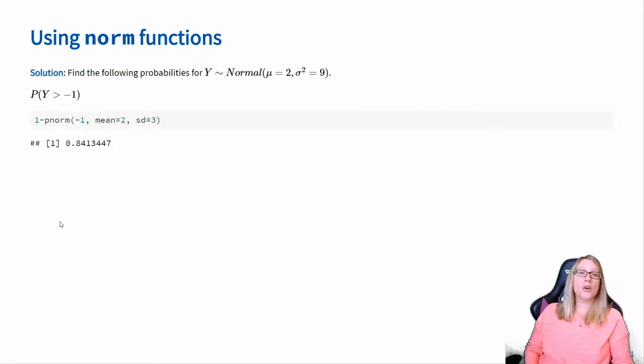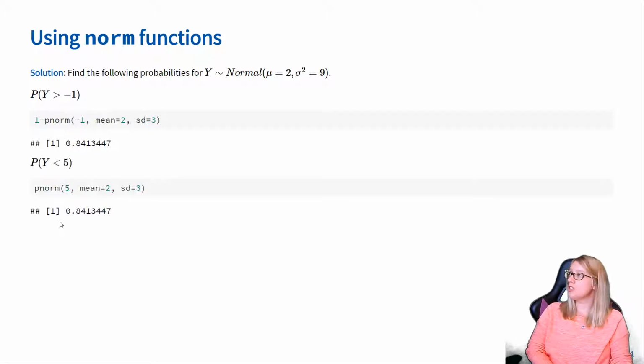Let's look at a few more examples. If we want to, say, find the greater than probability, so find the probability that y is greater than or equal to -1, we'll then do 1 minus the pnorm function.